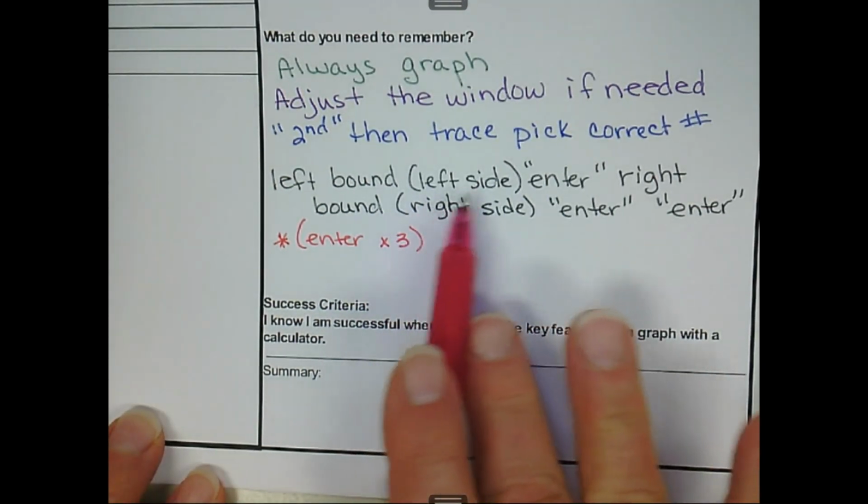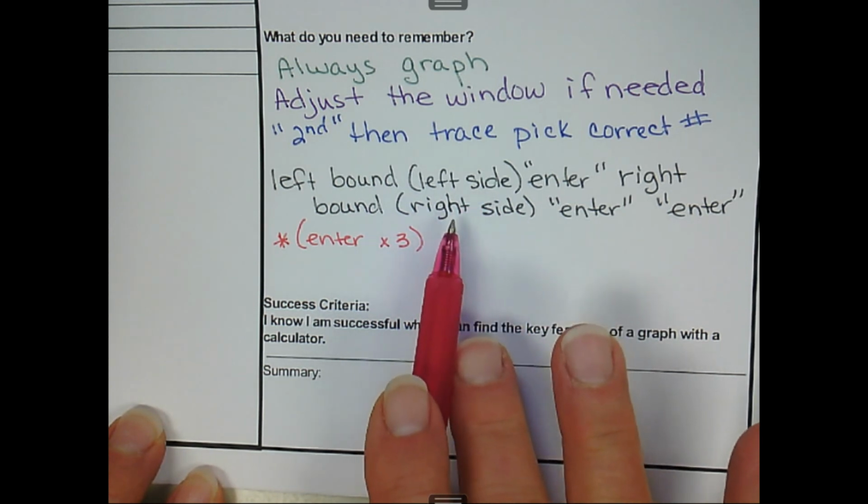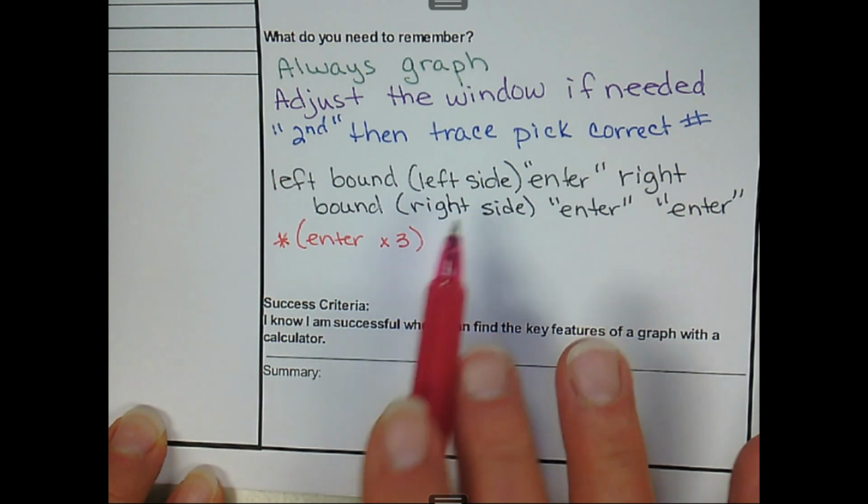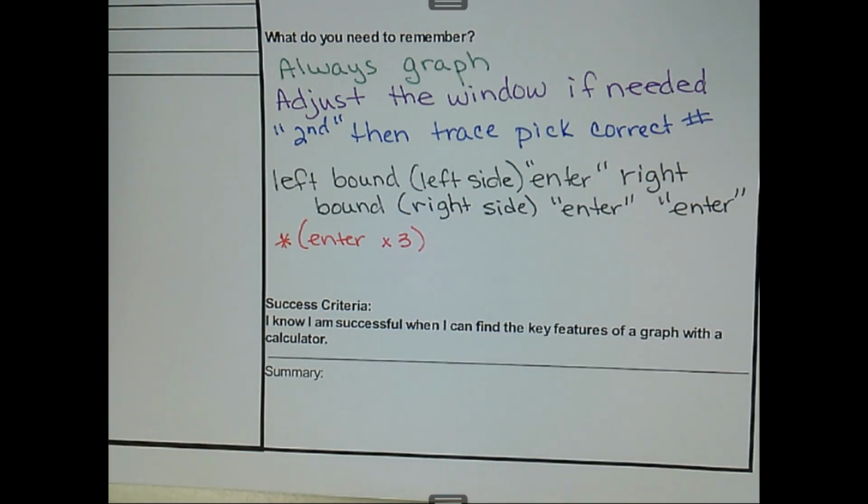The first one is to show it where the left side is. The second one is to show it where the right side is. You don't care about the guess, so when you hit enter that third time, it will take you to the point. You do not have to move the point around. It is automatic. So normally you'll have to round.